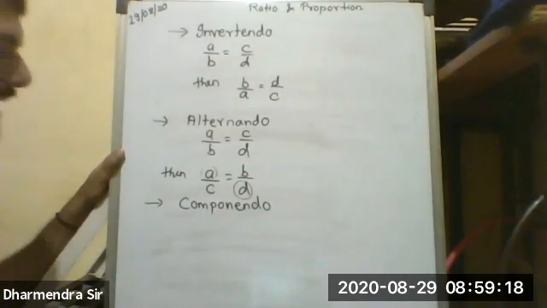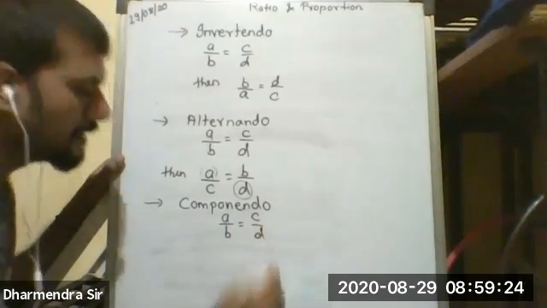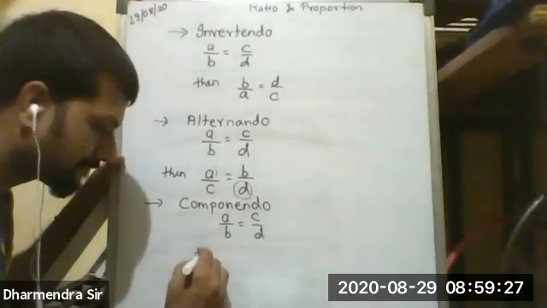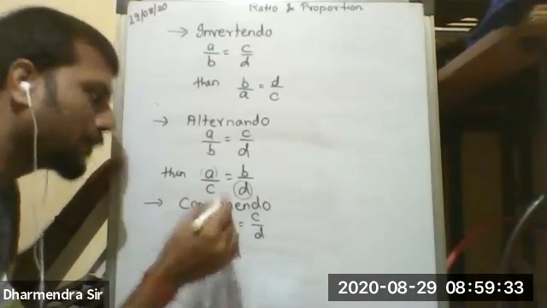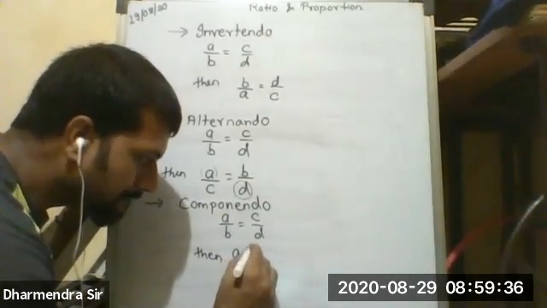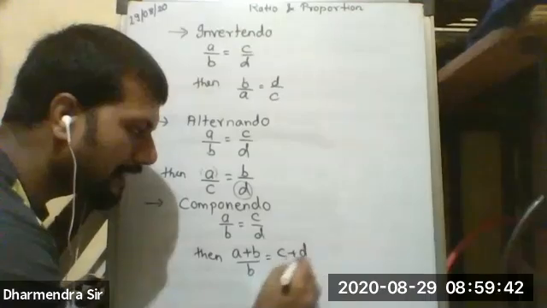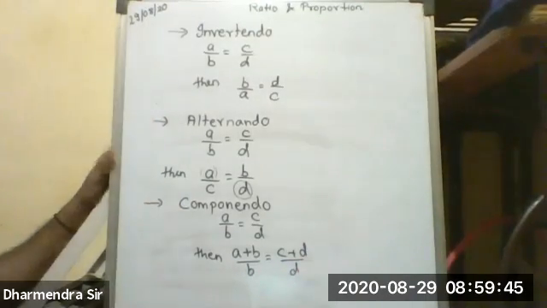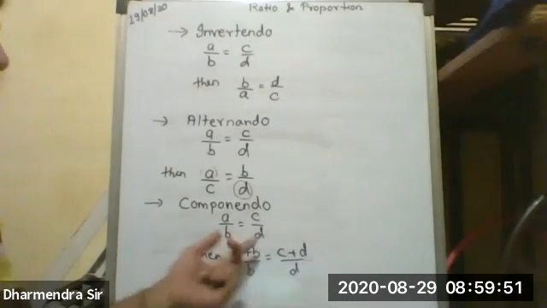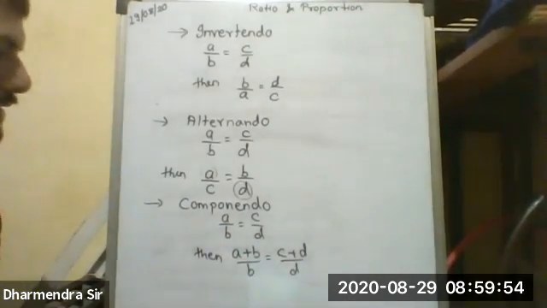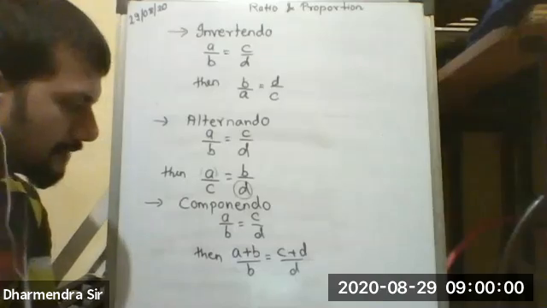Componendo says that whenever we have an equal ratio a by b is equal to c by d, then we'll be adding the denominator to the numerator, and the others will remain as they are. As you can see, a plus b divided by b, and whatever we have in the denominator, that is b and d, remains as it is. The only change is we have added the denominator to the numerator.